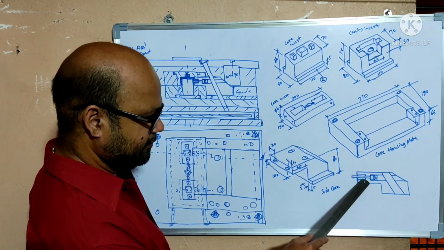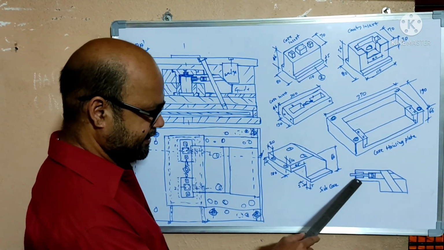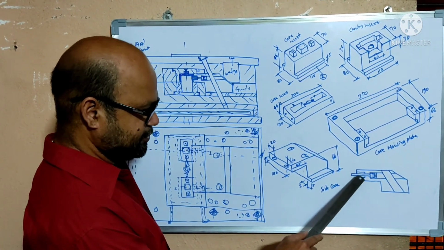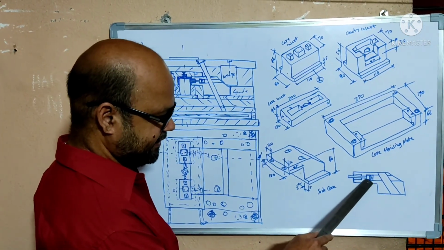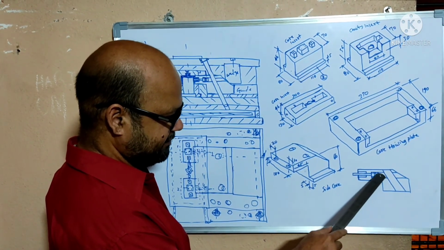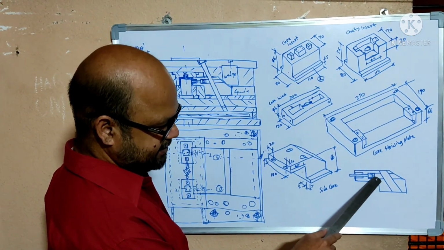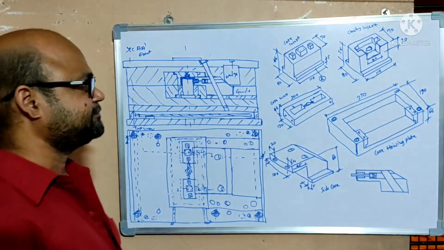This is the depression by which the component gets the boss, and this is the core pin, which is used to get the hole in the component, and the arrangement backside is made. The core pin backside is fastened by the grub screw. This is the grub screw, and here internal threading is made of M8.